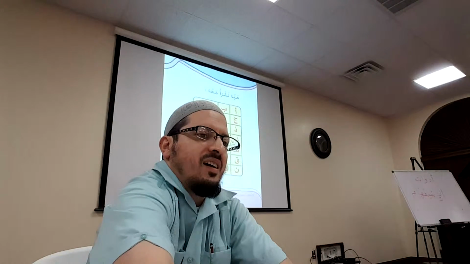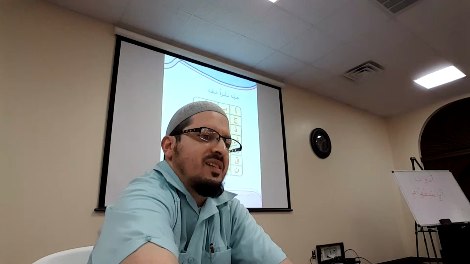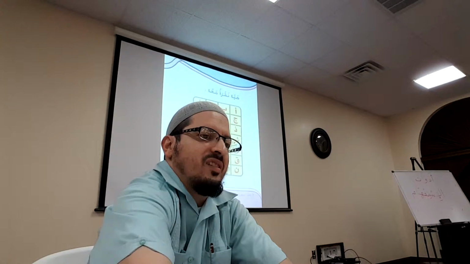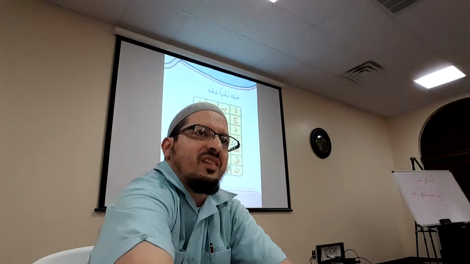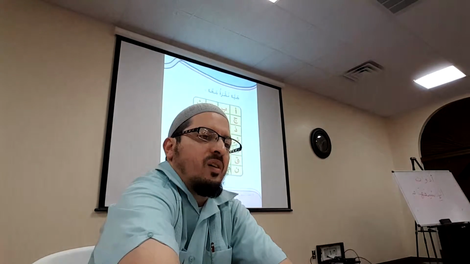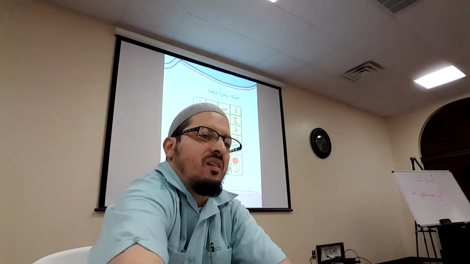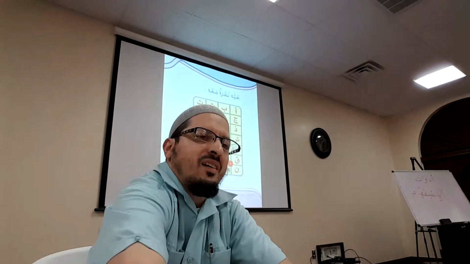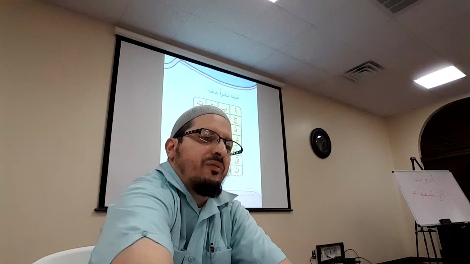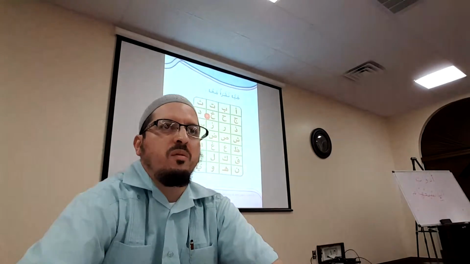Okay. Dal, dhal, ra, za, sin, shin, sad. The next 7. Okay. Sad. The next 7. Dad, ta, dha, ain, ghain, fa, qaf. The next 7. Qaf here. Kaf, lam, mim, nun, ha, wa, ya. The next 7. That's the way we're going to learn it.